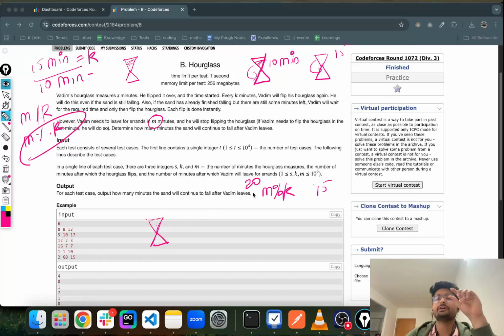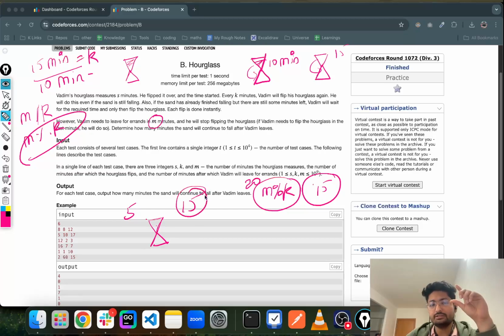So I have to only think about the very last fraction. So you can do m mod k, because you will keep on flipping, it doesn't matter. You only have to talk about the very last fraction. The last fraction is that you have now 5 minutes left. Because you flip it at 15 minutes, and now you mod it with 15, you'll get 5 minutes, which means that now you cannot do any flip.